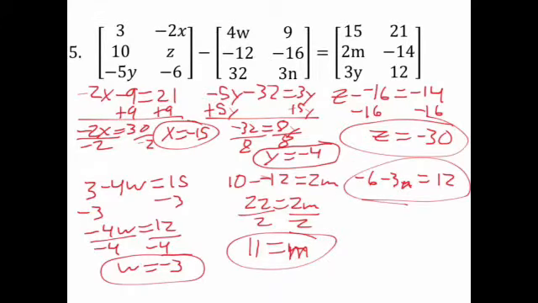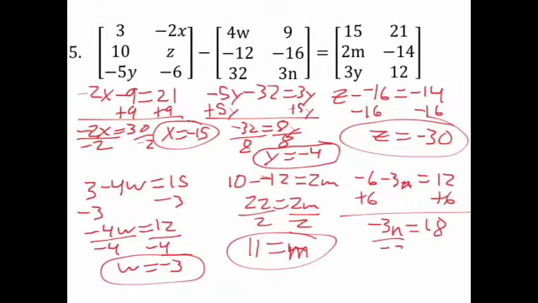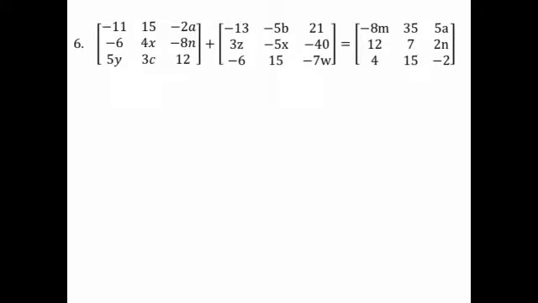And then over here, I'm just going to add 6 to both sides to get negative 3n equals 18. Divide both sides by that negative 3 to get n equals negative 6. Ta-da! There's that one. Man, these are just getting more and more complicated. Alright, we'll just take it one at a time.